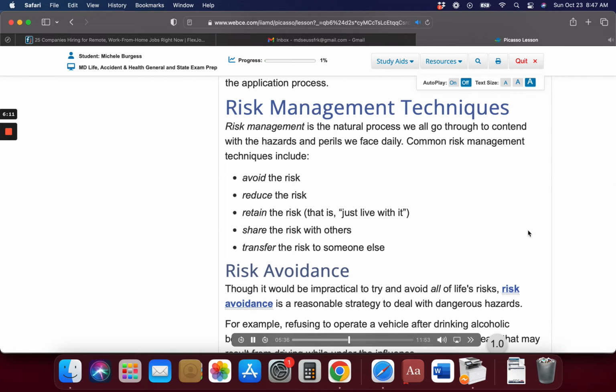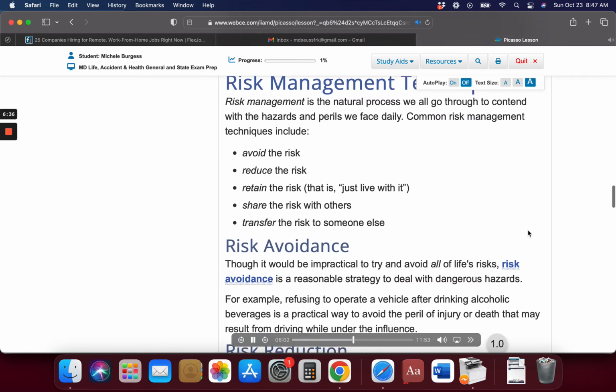Risk management techniques. Risk management is the natural process we all go through to contend with the hazards and perils we face daily. Common risk management techniques include: avoid the risk, reduce the risk, retain the risk, that is, just live with it, share the risk with others, transfer the risk to someone else.